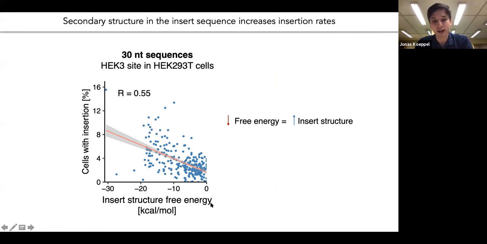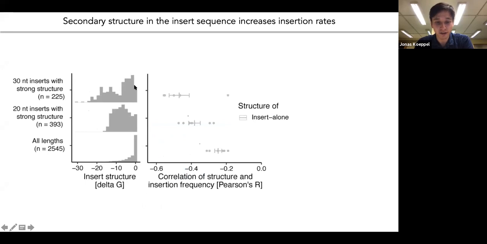And you can see that negative values here correspond to a pegRNA insert forming a strong structure. And so you can see that the pegRNAs that form strong structure are inserted better than the pegRNAs that form weaker structures. And this is quite consistent.